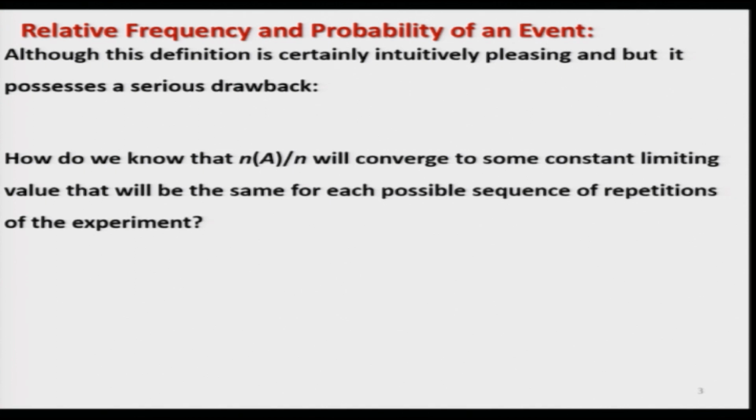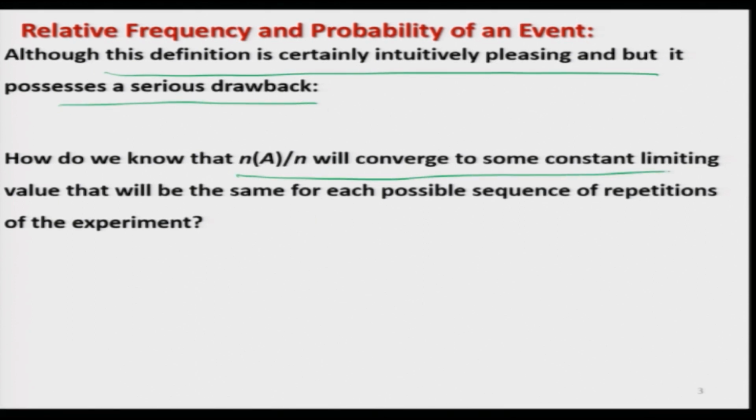Although this definition is certainly intuitive and pleasing, it possesses a serious drawback. How do we know that n_a upon n will converge to some constant limiting value that will be the same for each possible sequence of repetitions of the experiment? What does this mean? In the earlier lecture, when I took the example in R software, we repeated the experiment and generated, say, 100 observations again and again, and every time you get a different value of the relative frequency.